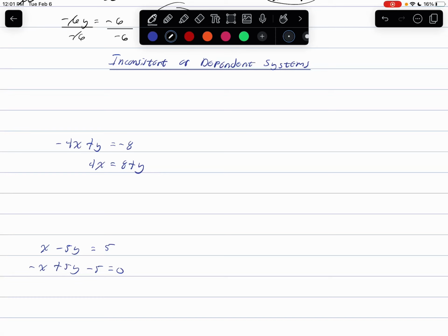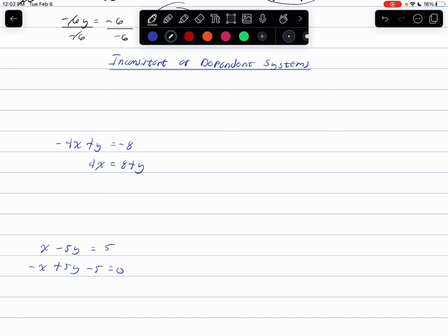So I want to wrap up the section on solving these equations by looking at a couple of examples that demonstrate those two outlier situations. One is where we have an inconsistent system, and that's where you have no intersections. And the other is a dependent system. Okay, and that is where you have an infinite number of intersections. So let's look at each of these.